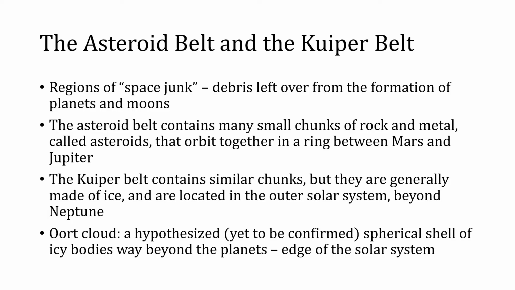Now, before we keep going with our discussion on the rest of the planets, let's talk a bit about the asteroid belt and the Kuiper belt. Basically, in simple terms, these are both regions of space junk, so debris, tiny chunks of matter, of rock or ice or something, that are left over from the formation of the planets and the moons that we see in the solar system today.